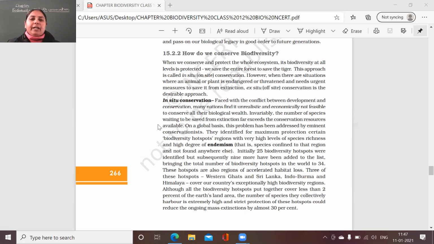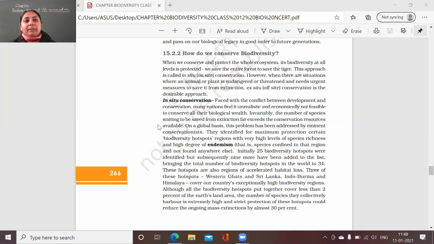So now I'm going to take in situ conservation in detail. ठीक बेटे, तो in situ conservation की approach वो ये कहती है कि we have to conserve the whole biological wealth. So if we protect the whole forest or the biological area, then the animal and plant species they automatically get conserved. But there is a conflict between different nations, developed and developing nations. Okay, what the developed nation said that they have a proper amount of funds for conserving the whole biological area.